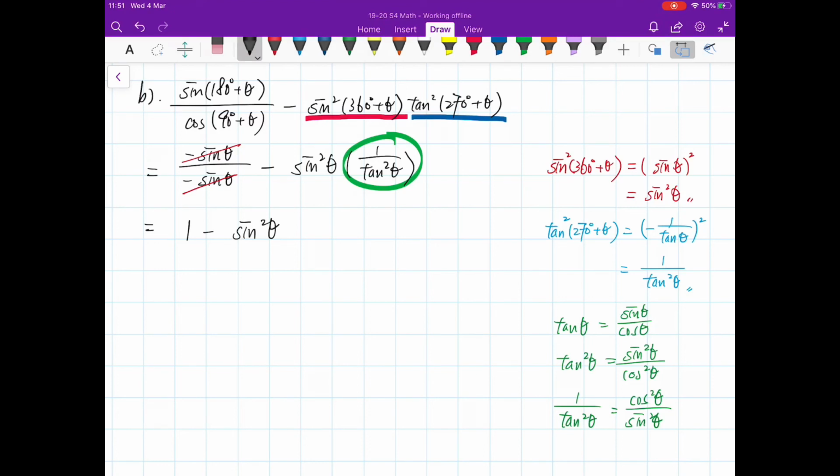After that, we can put the results back into the question, and then we can cancel the sine square theta. Finally, it becomes 1 minus cosine square theta. Again, 1 minus cosine square theta we can simplify into sine square theta. And this is the result of this question.